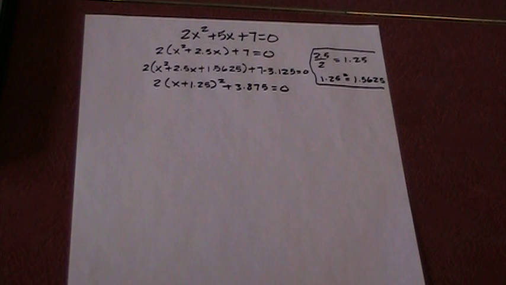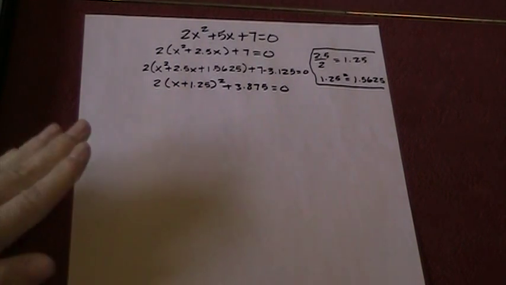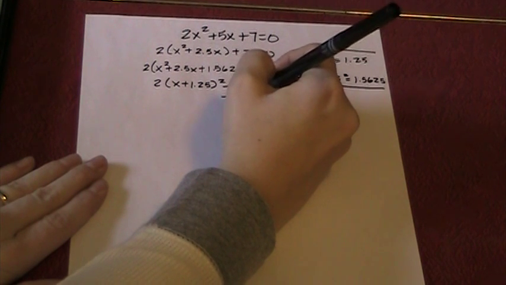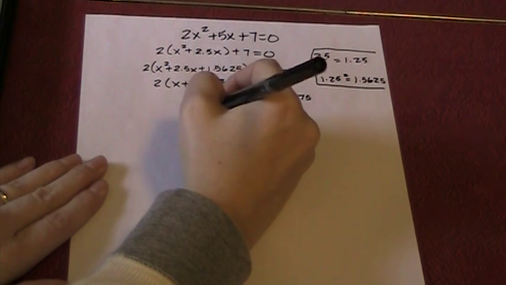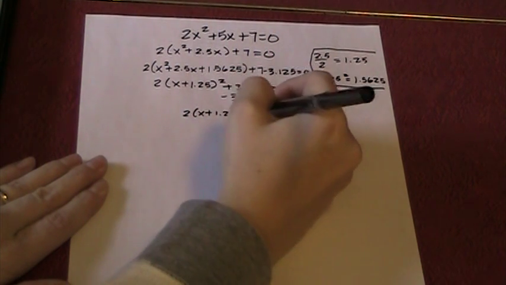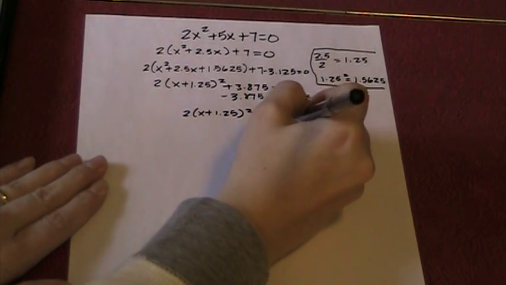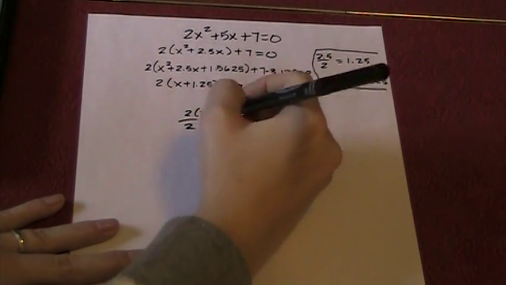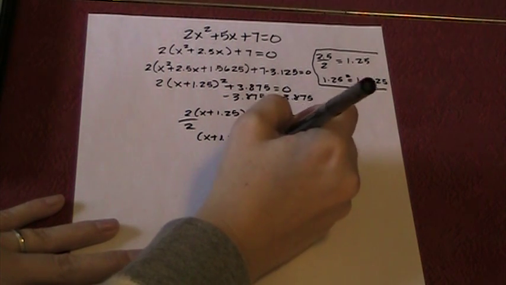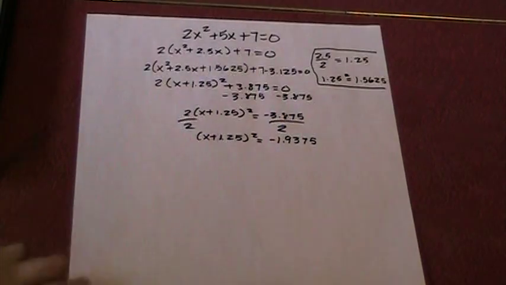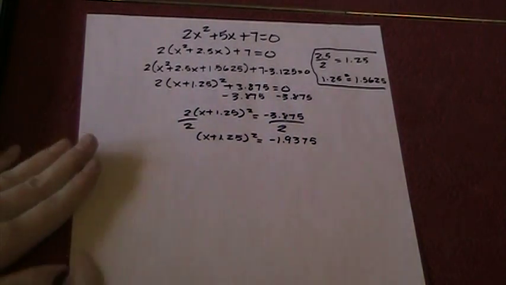And remember, we're following the same process. Even though we have these decimals, we follow the same steps. So I'm going to subtract the 3.875 from both sides, and I'm going to divide by 2. So that was the subtraction step. Divide by 2. And I get x plus 1.25 all squared equals negative 1.9375.